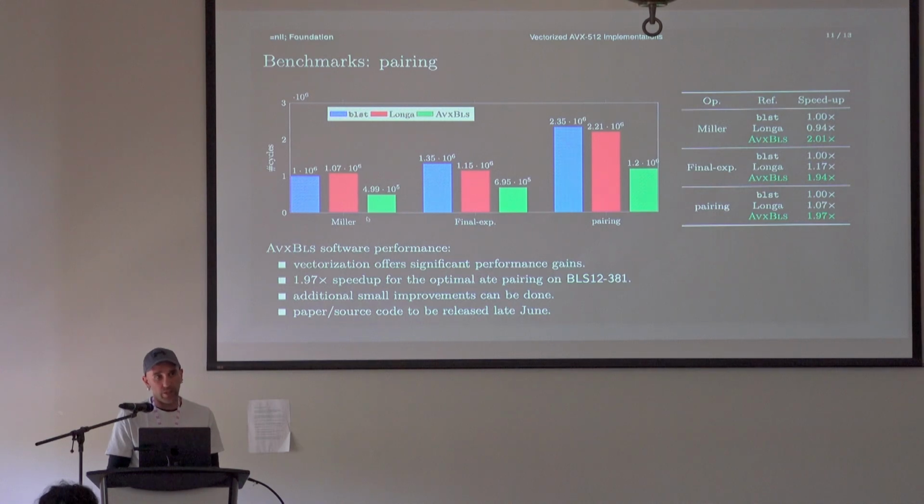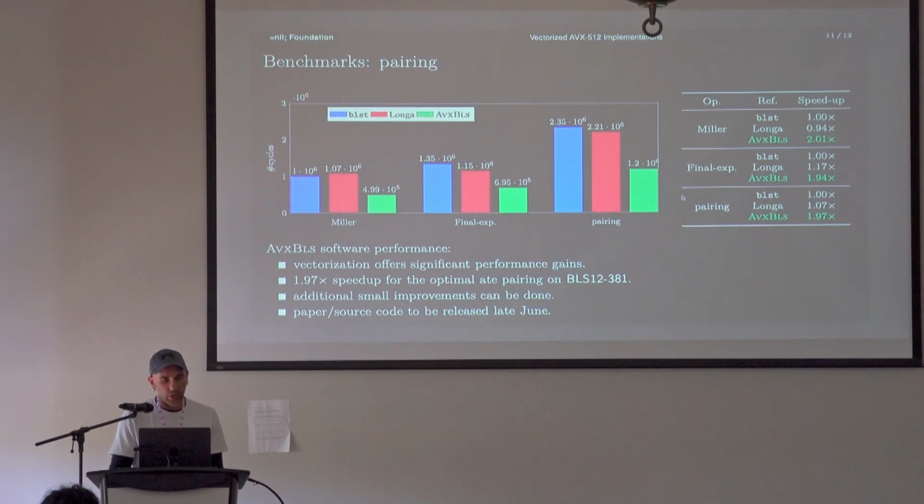So we only need 500,000 cycles for the Miller loop. This gives us a speed up of 2.01. For the final exponentiation, we got a similar speed up by a factor of 1.94. And for the total pairing computation, we got a speed up of 1.97. So now one pairing computation is executed in 1.2 million cycles.